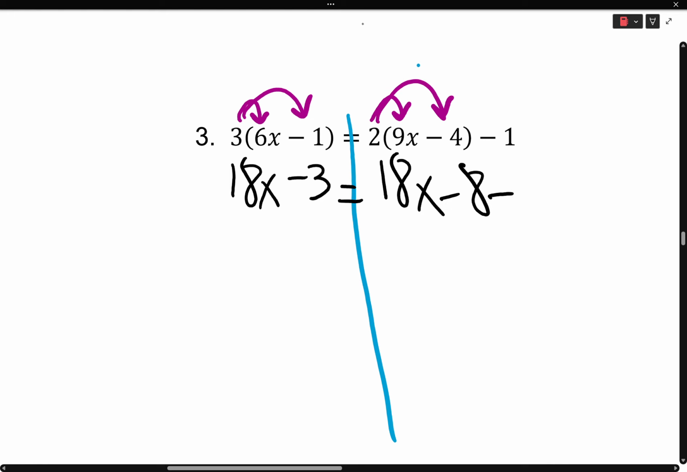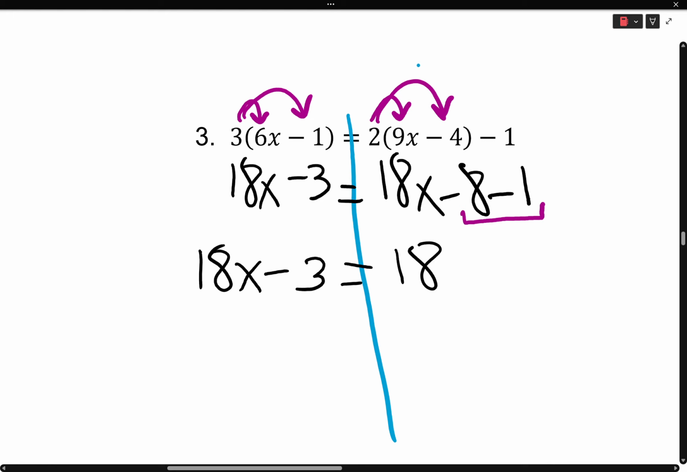On the right side, I once again see 2 regular numbers, so let's combine those like terms. The left side stays 18x minus 3. On the right, I got 18x. Negative 8 minus 1 is negative 9. I'm going to move 18x from the right to the left by subtracting 18x from both sides.